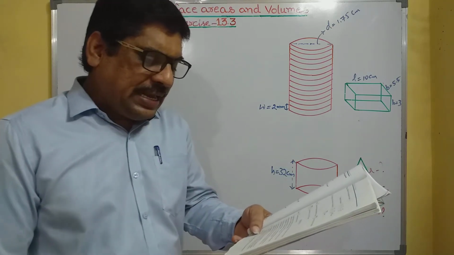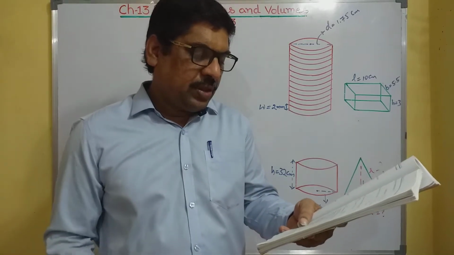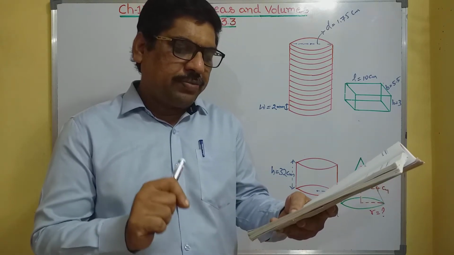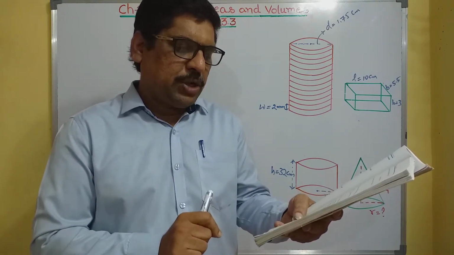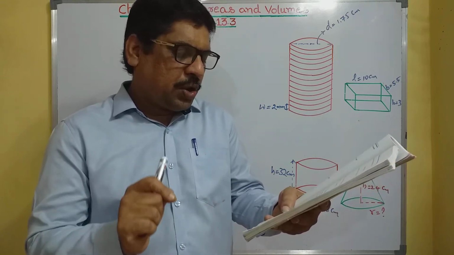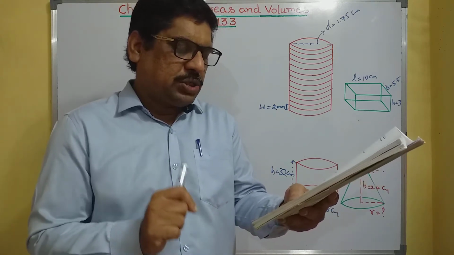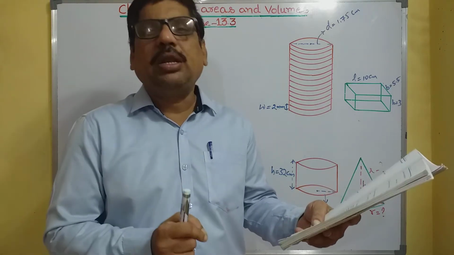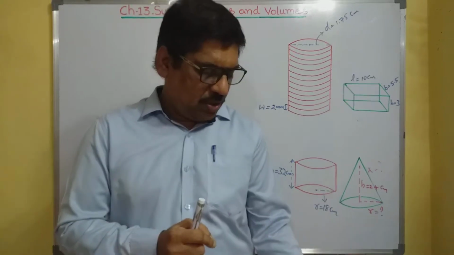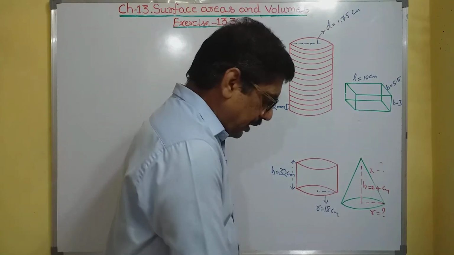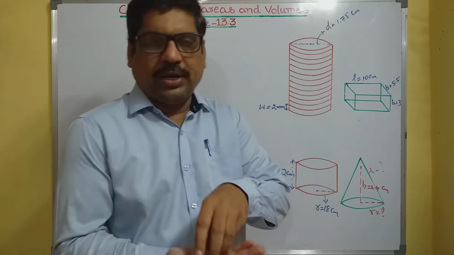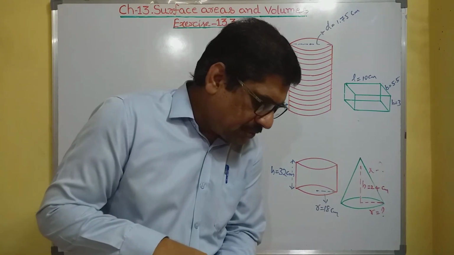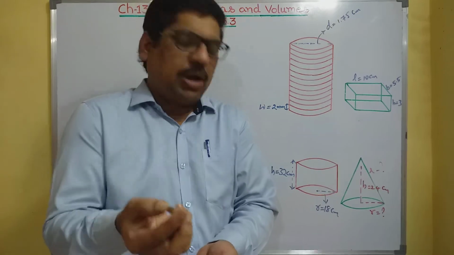Okay. How many silver coins, 1.75 centimeters in diameter and a thickness of 2 millimeters, must be melted to form a cuboid of dimensions 5.5 centimeters into 10 centimeters into 3.5 centimeters. Now look at this. Here I have some coins. In the problem he has mentioned silver coins, but I have taken normal coins.